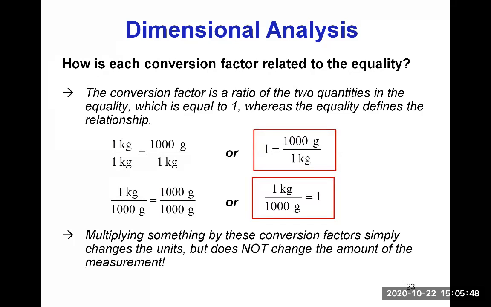So multiplying something by these conversion factors means that you are multiplying by 1. And that means you are simply changing the units. It does not change the amount of the measurement. It only allows you to change the unit in which you will express your measurement.